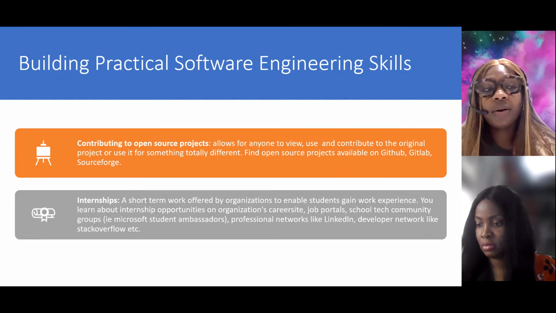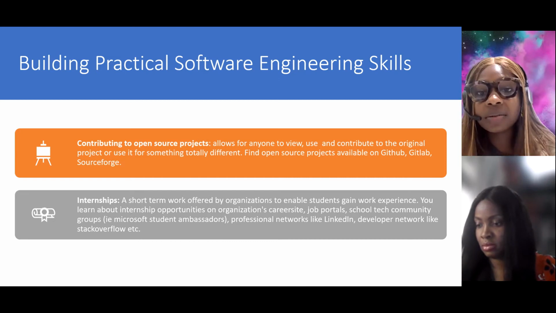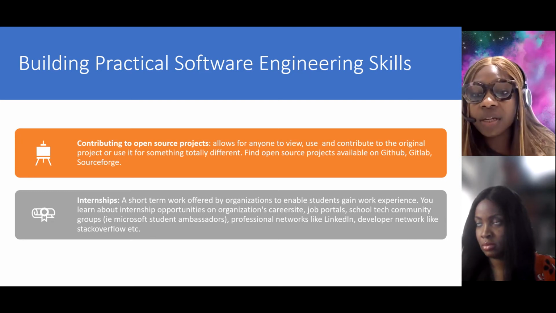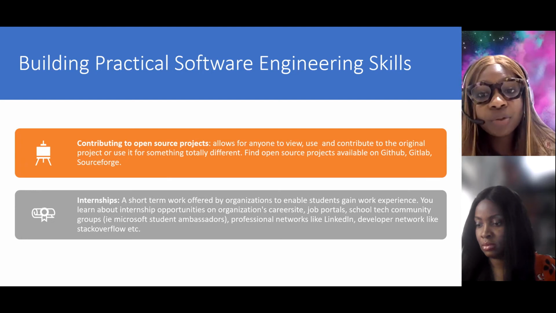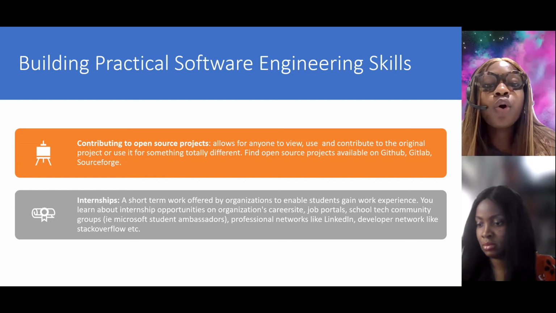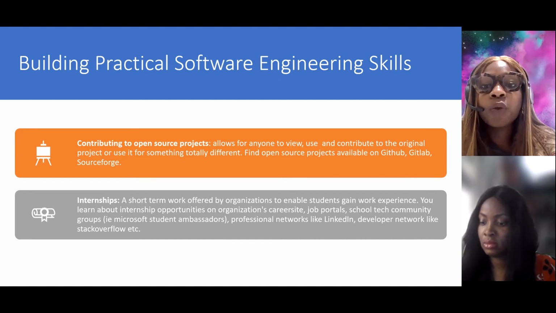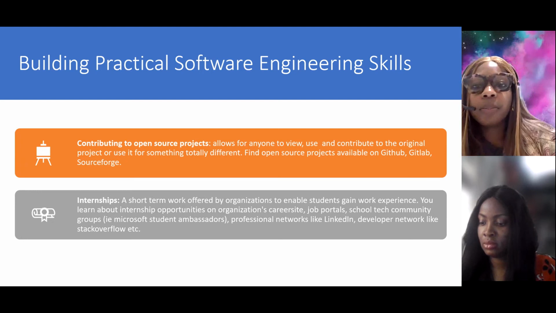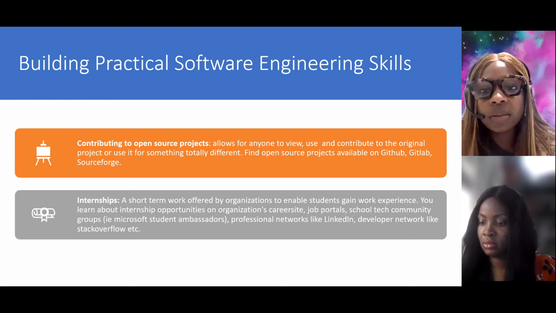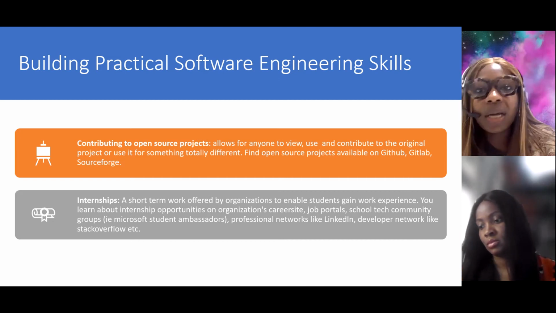Open source projects. Fun fact, a lot of the frameworks in some of your programming languages that a lot of engineers use came as a result of open source projects. So what are open source projects? Open source projects are projects whereby you can view, use, and contribute to the original idea of the project. You can adopt it for use. It's open to the public. I wouldn't say anybody really owns it, right? That means you can adopt it, you can view it, you can improve on it.